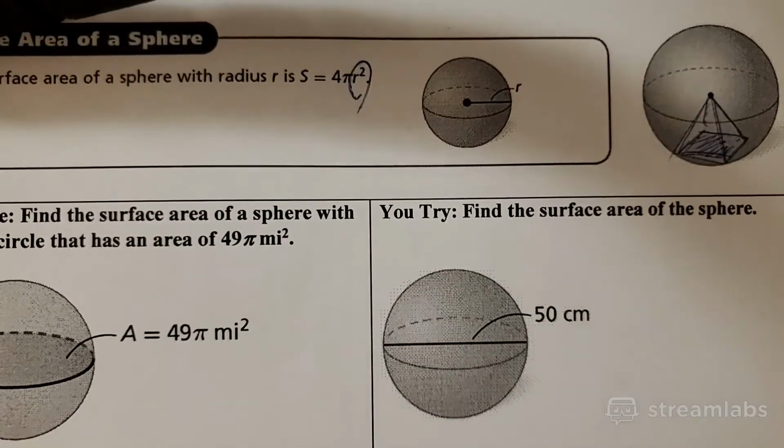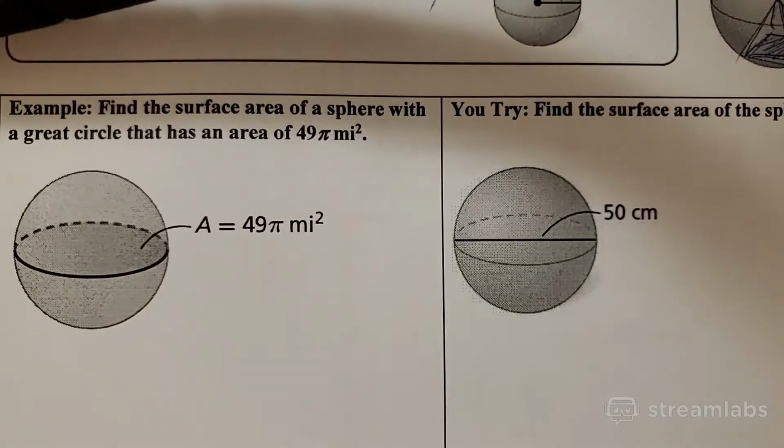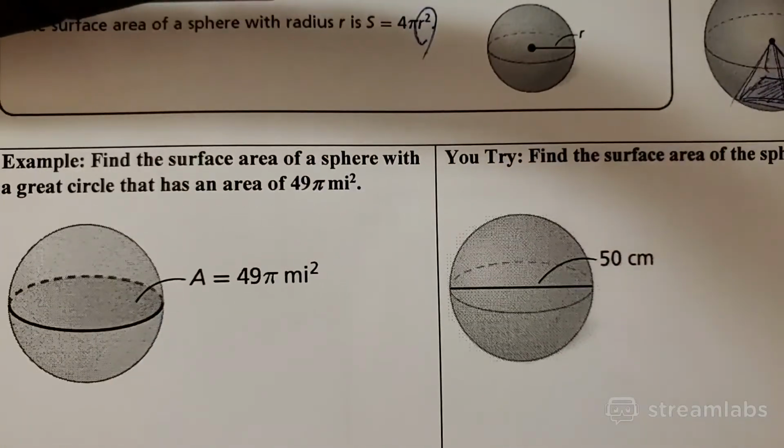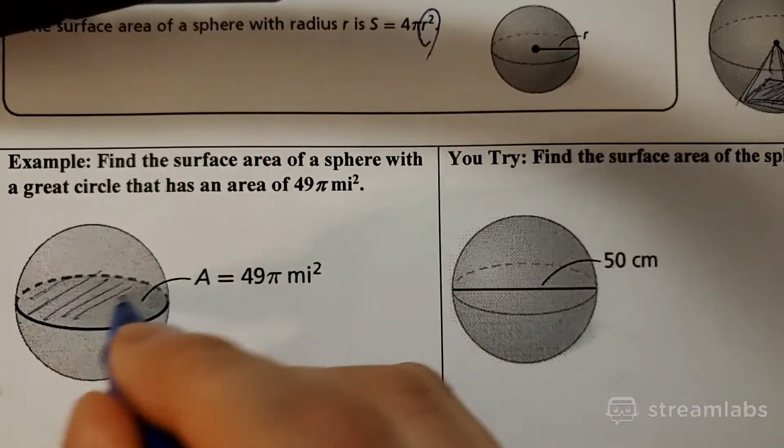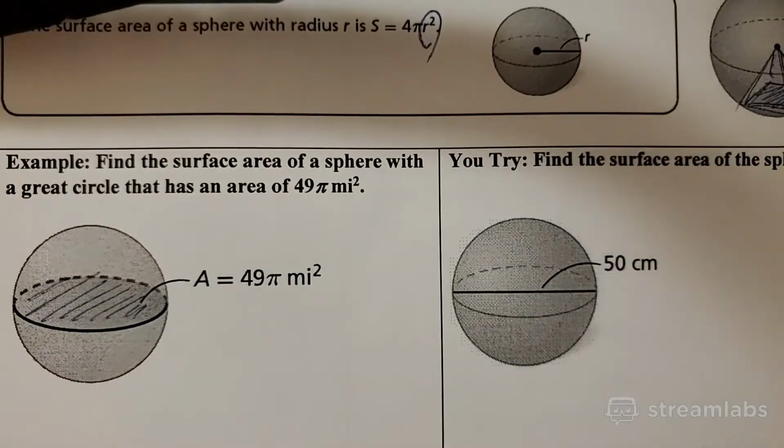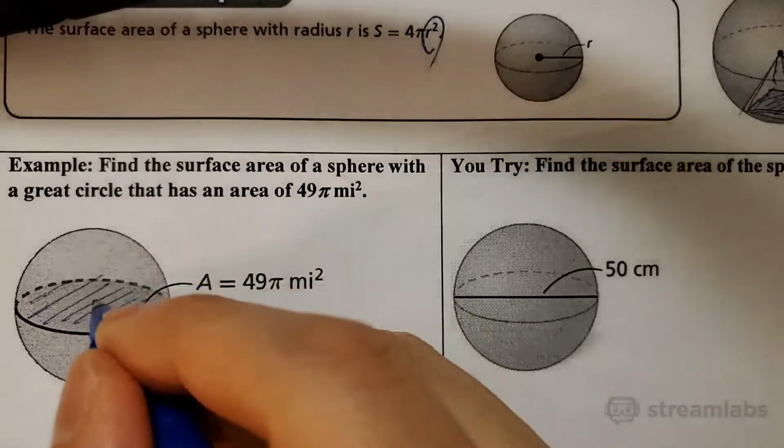Okay, so let's look at how to apply it then. Find the surface area of a sphere with a great circle that has an area of 49 pi miles squared. So the area here, great circle, is 49 pi. Then what is the radius then? What would be the radius?